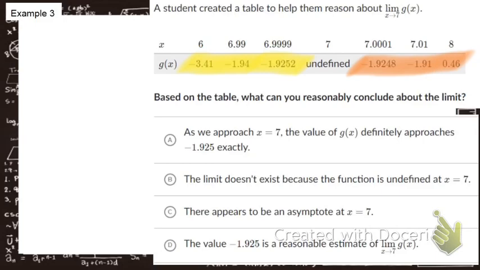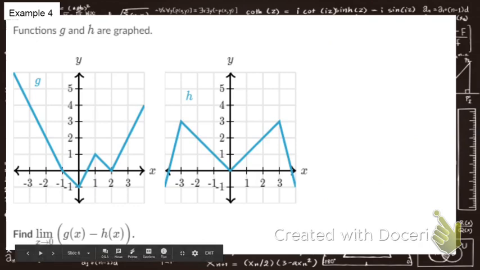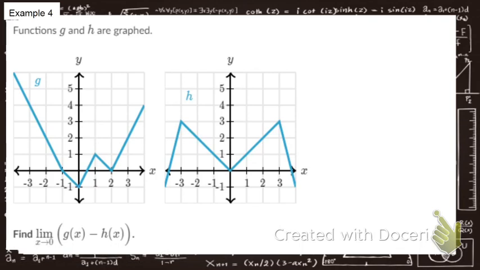Okay, let's look at number 4. So we're going to stray away from tables for a little bit and go back to graphs, but we're going to look at these different properties with graphs. So do you guys see down here what it's asking us? The limit of g of x minus h of x as we approach 0. They want to know what that limit would be.